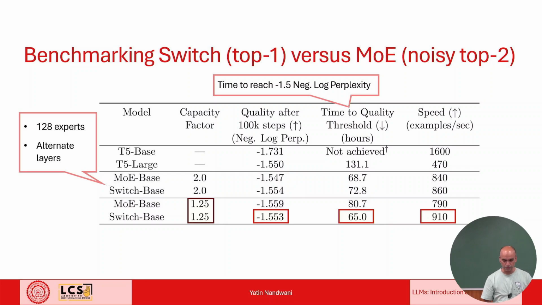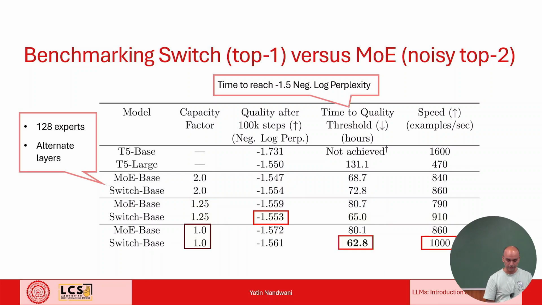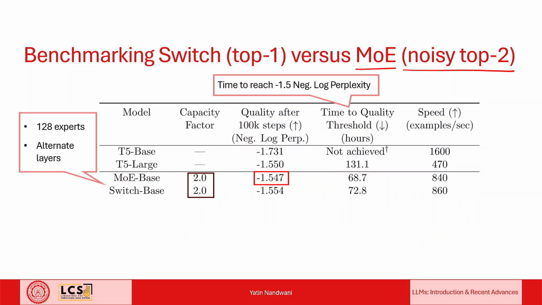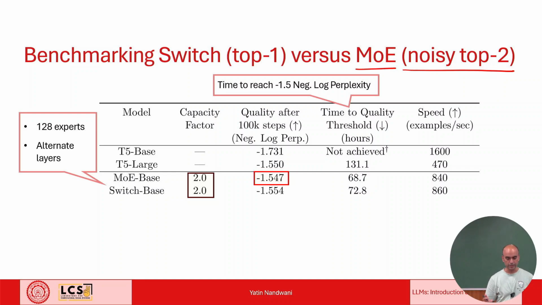Let's skip this for now, and here they show that when you have a capacity factor of 2, that is kind of uniform capacity for MoE base, because you're routing to 2 routers, right? Whereas in switch base there's going to be empty slots, even if there is uniform distribution. And interestingly, they observe that in this case MoE is better because there is better utilization of the space, and in switch base a lot of slots are empty.